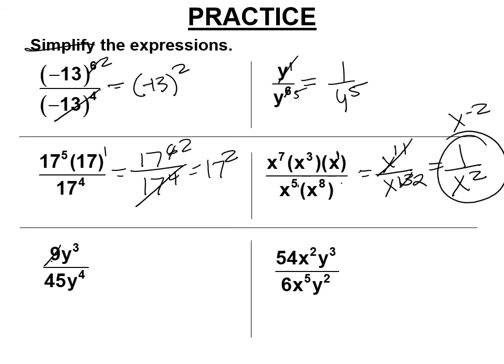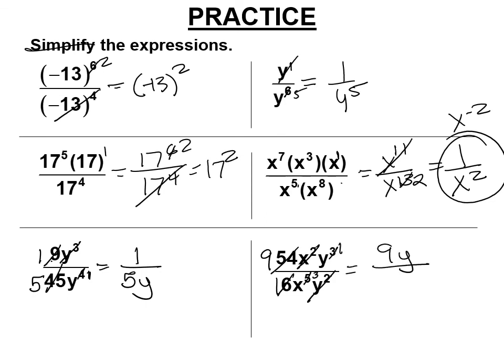Now, coefficients, we're canceling there. All those y's cancel. You got 1 left, right? So 1 on the top, 5y on the bottom. This 6 becomes a 1. 6 goes into 54 9 times. All those x's go. We have 3 x's left on the denominator. All those y's go. You have 1 y in the numerator, so you have 9y in the numerator and x cubed in the denominator.